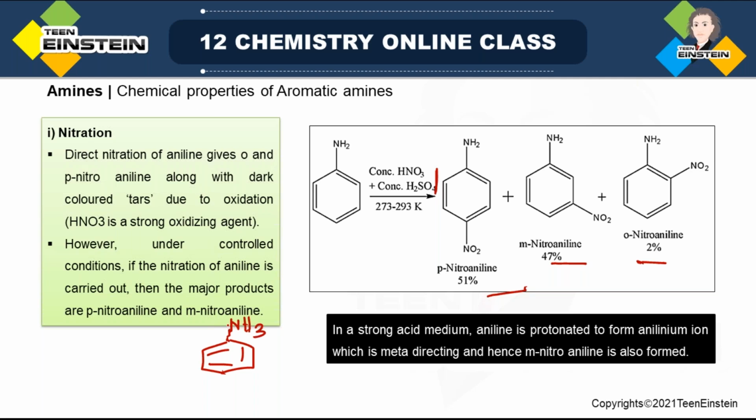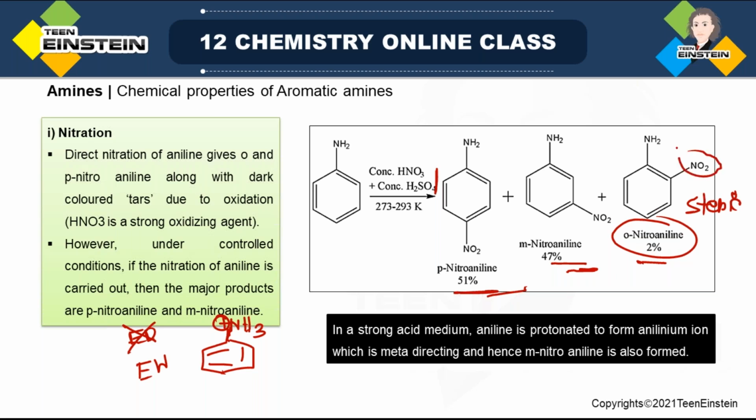Anilinium ion is this ion, where NH2 is protonated, so I am writing NH3 plus. This is positive. Once it is positive, its electron donating capacity is totally lost. Now it behaves as if it is electron withdrawing, and we know that when it is a withdrawing group, the resonance will not be possible. So you can expect the meta substitution product. Here the percentages are 51 and 47, almost 1:1, and ortho is very low, and the reason for its low yield is steric problem.